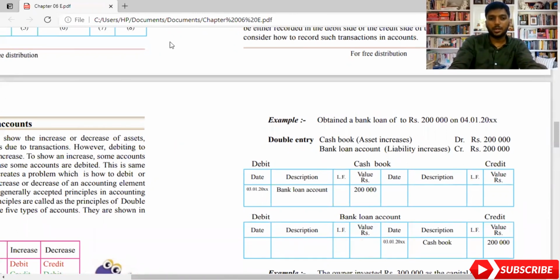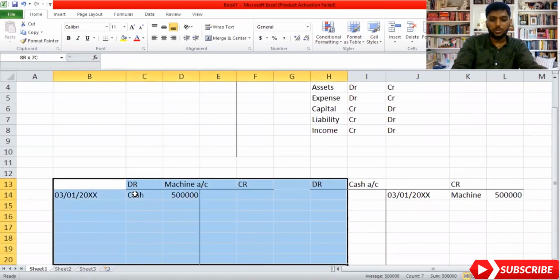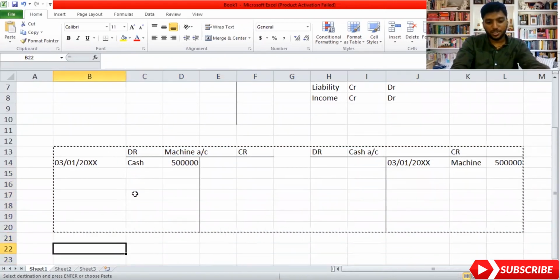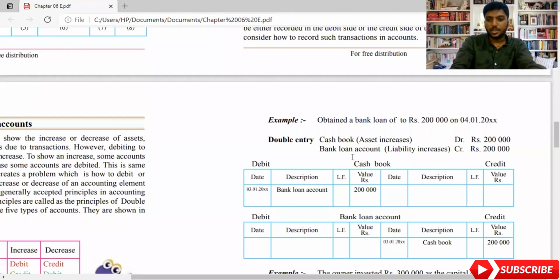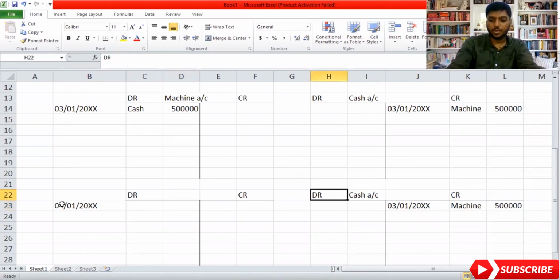So I'm going to write obtaining a bank loan. How am I going to represent it in my Excel sheet? I'm going to copy the same account. It's going to save a lot of time for me, though you can't copy in your writing books, I'm sorry for that. Here I'm going to write the date. What's the date we have taken here? It's on 4th, 1st, 2000, whatever they have given. I'm going to write 4th, 1st, or erase these details. And here I'm going to write again.